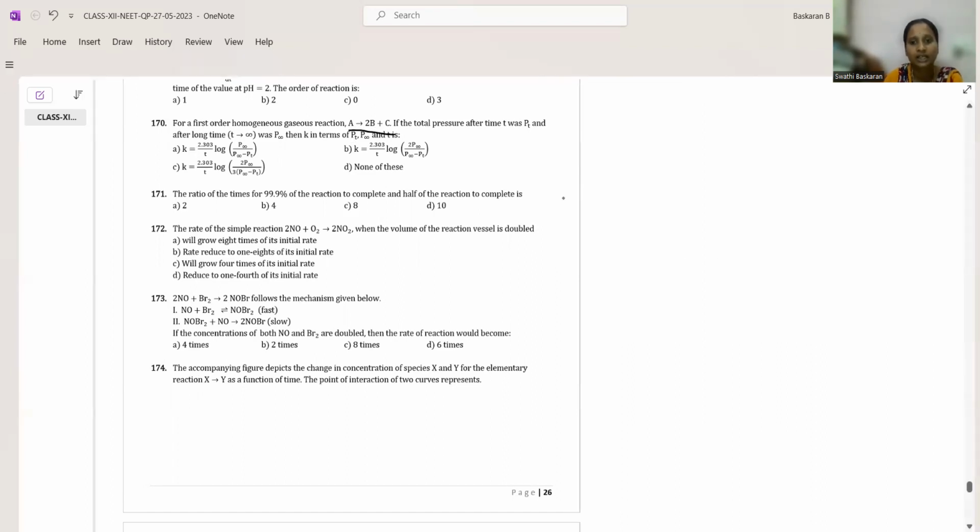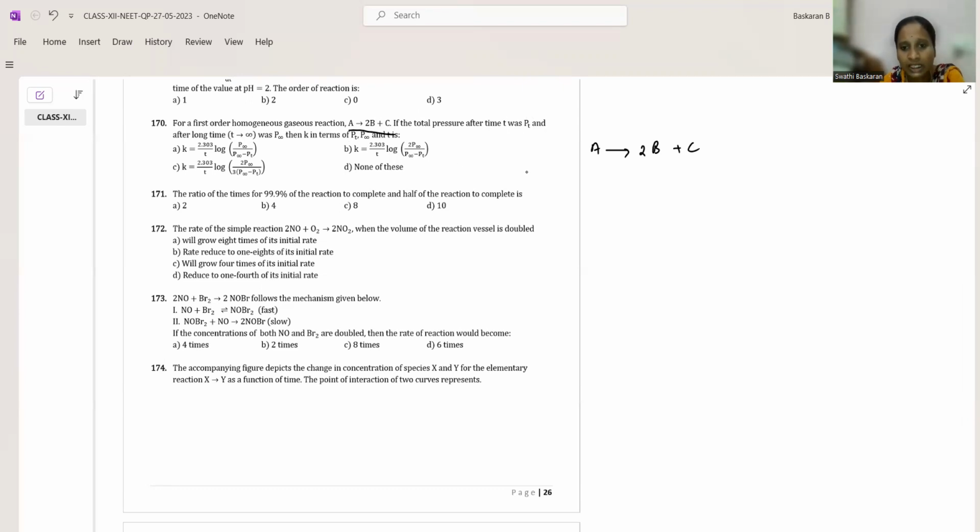Here it is given as A giving rise to 2 moles of B plus C. So what do we have to assume? Basically, they are asking, if the total pressure after time t was Pt, and after a long time, that is when t becomes infinity, was P infinity, then K in terms of Pt, P infinity, and time. Which means that we have to express the first order rate equation in terms of Pt, P infinity and t. What are the conditions? At time t the total pressure is Pt, and at time infinity the total pressure is P infinity.